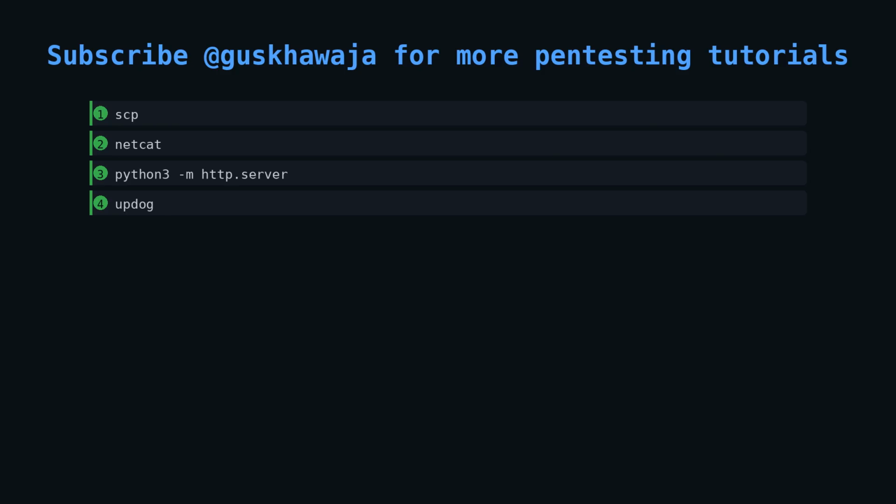That's the 4. SCP when you have SSH, netcat for raw transfers, Python's HTTP server when you need quick web hosting, and updog when you want an upload form too. Each has its place. Pick the right tool for the situation.